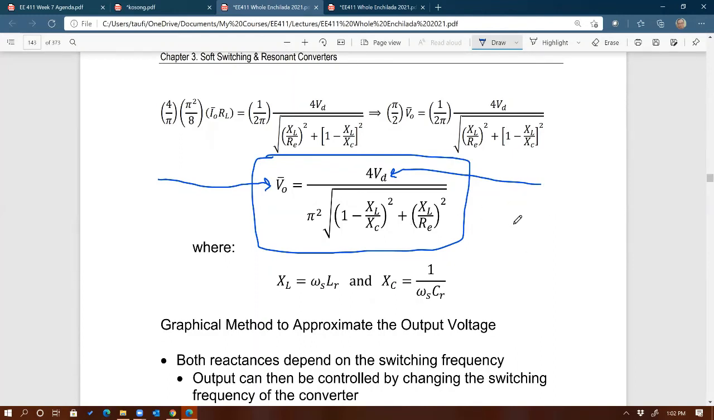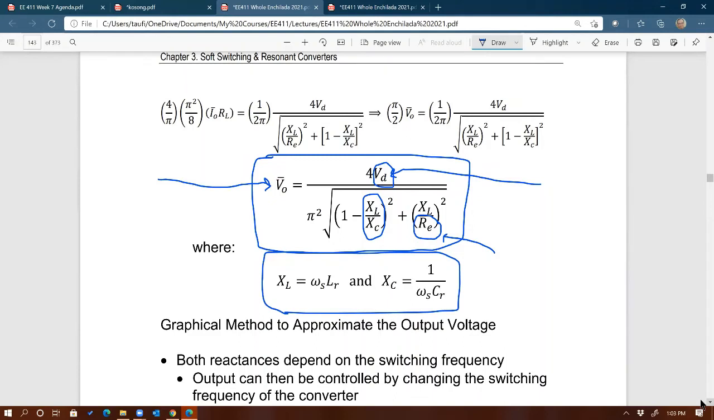Again, given L and C. As I said earlier, when you are designing the circuit, you must choose L and C before you build it. That will give you XL and XC. Also, knowing the load resistance, you can know the equivalent resistance that you put here. And of course, you would also know the input voltage that you would plug in there. And here, these are the equations for reactances, as you already learned from circuits class.